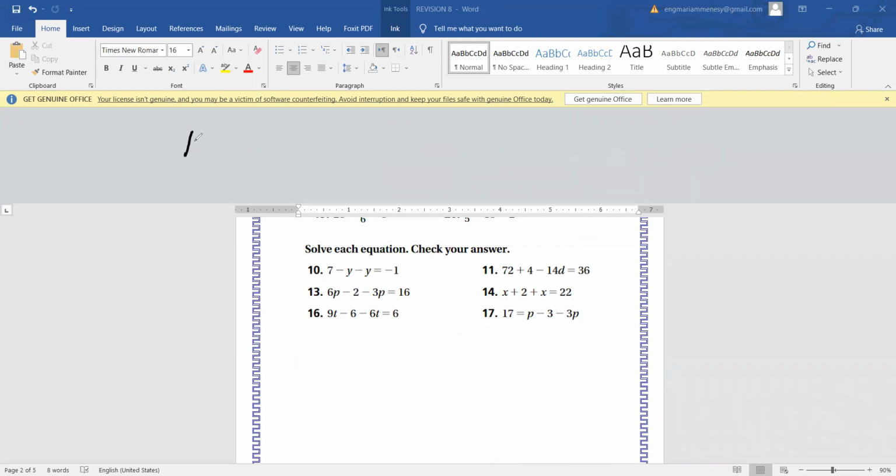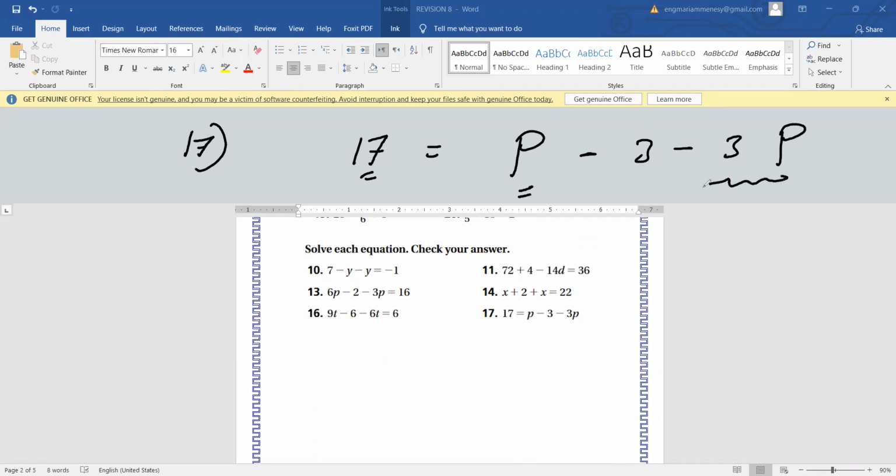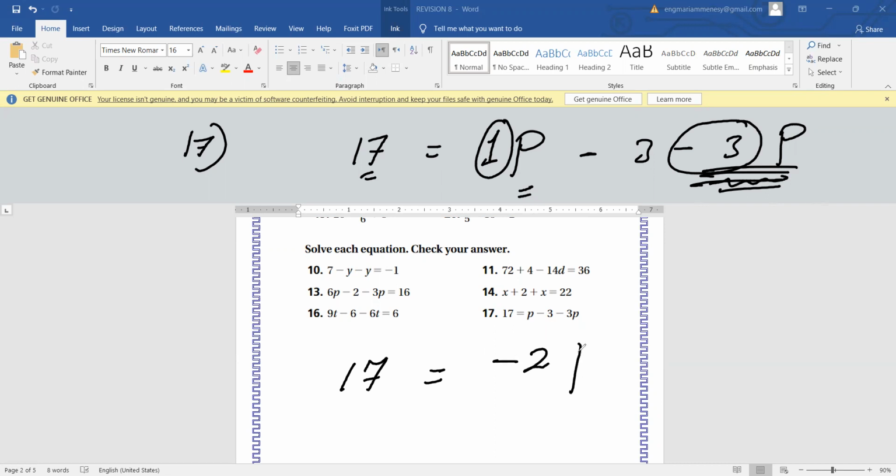How can I solve number 17? Here it's very easy, all on one side. Here 17, and on the other side, b minus 3b. b minus 3b equals what, my dear? Here I have 1. 1 minus 3 equals? Negative 2. Negative 2b, and negative 3 stays as it is.